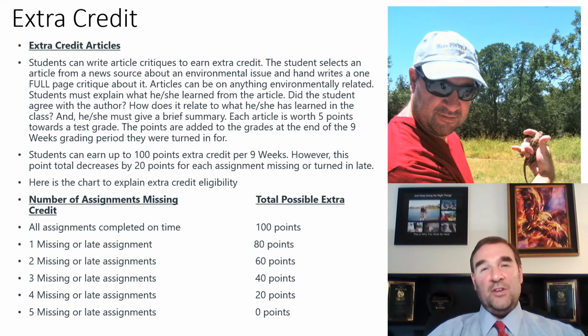They must be handwritten. The second way is to go out and take pictures of Florida native frogs, lizards, salamanders, and toads. And there's a reason for this. I want them to understand how pervasive invasive species are in Florida.